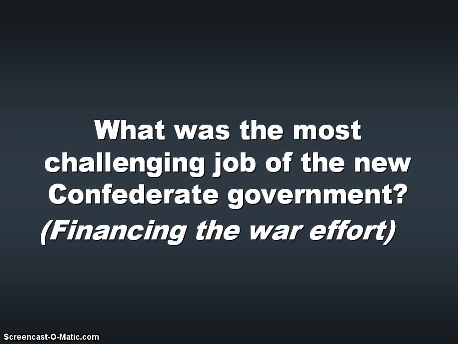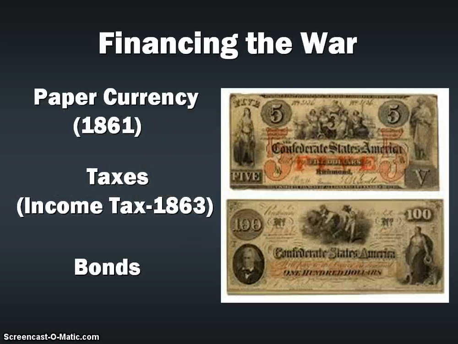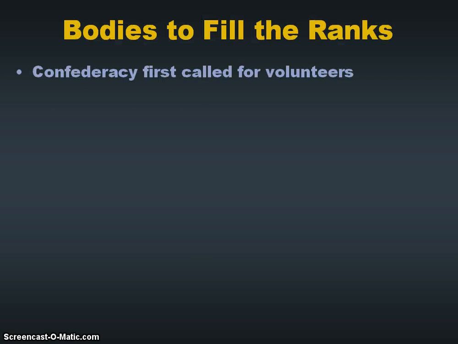As far as the Confederacy goes, the most challenging job of the new government was financing the war. Because remember, the Confederacy is starting from scratch here. They do not have a long political tradition. All right, just like the Union, they promote a paper currency in 1861. They impose income taxes in 1863, so a couple years after the Union, and they sell bonds, which is where citizens would pay money and then collect interest on the bonds that they sold. They could cash those out at a later time.